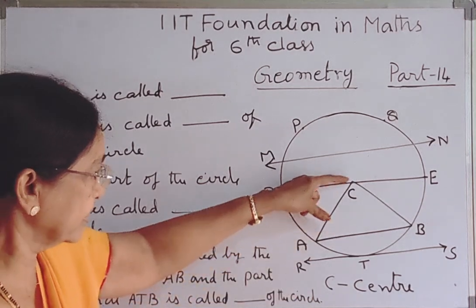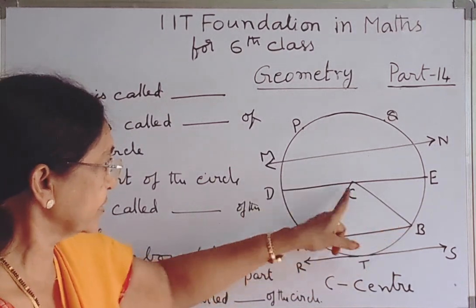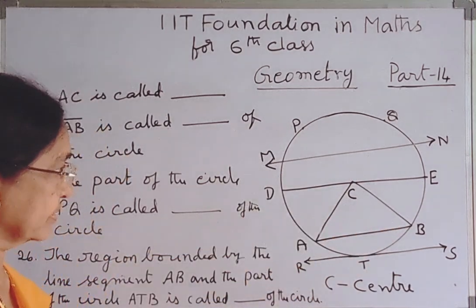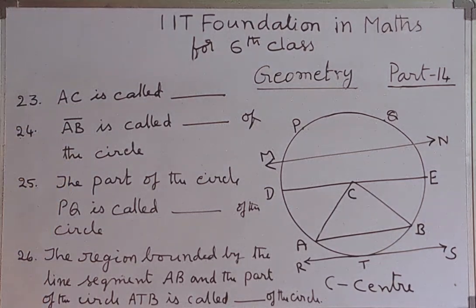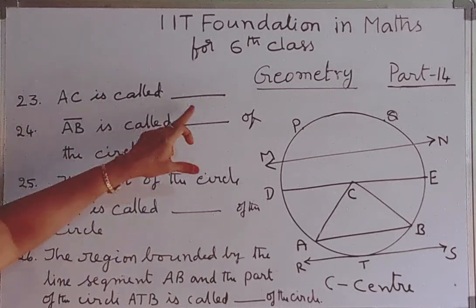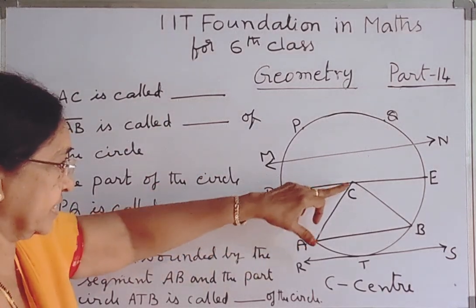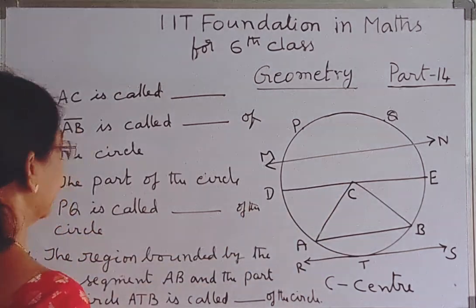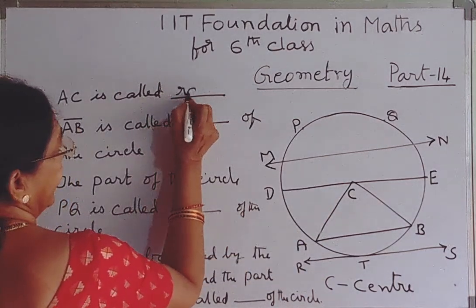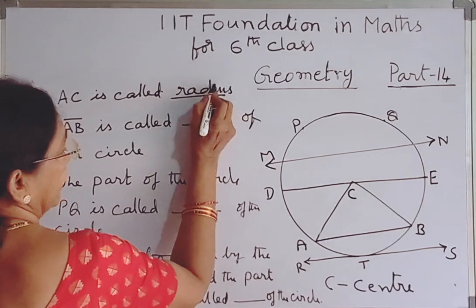Here C is the center. Therefore, AC and BC are the radii. So, fill in the blanks observing the figure. First one, AC is called dash. AC. C is the center, A is a point on the circle, therefore this is a radius. AC is called radius of the circle.